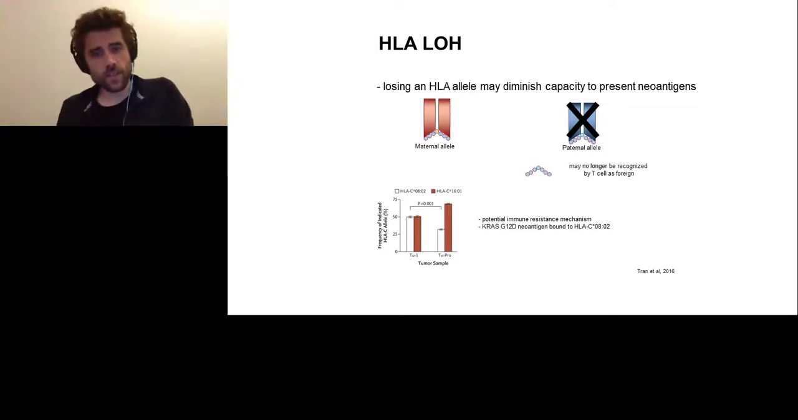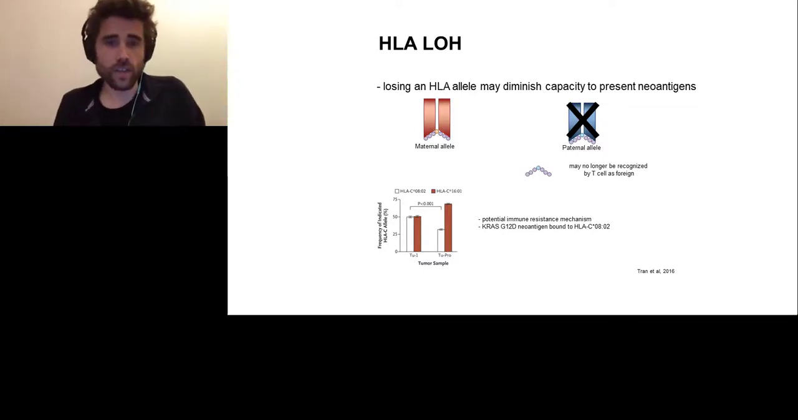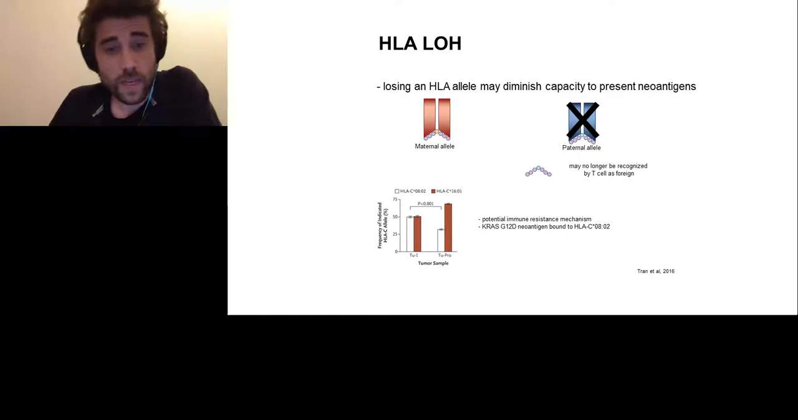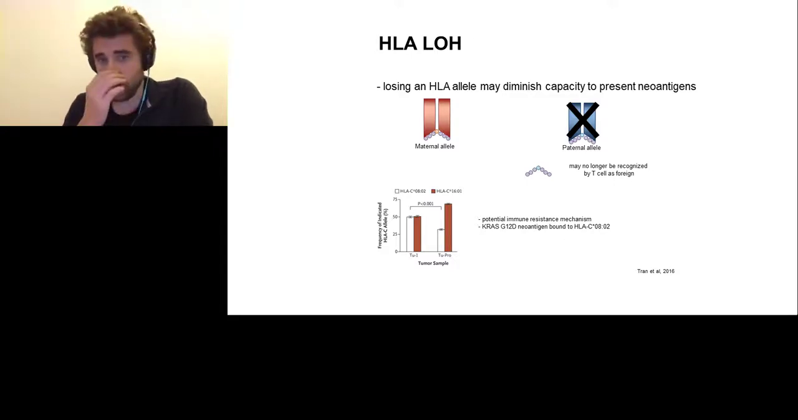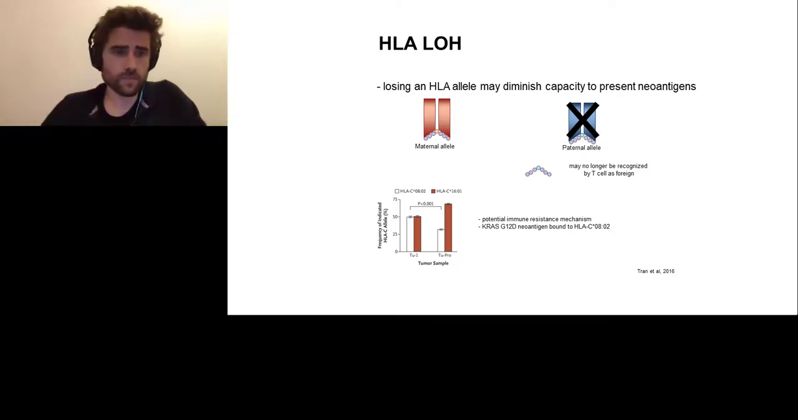So there's some evidence in the literature that loss of an HLA allele can be beneficial for the tumour. Indeed, in a study targeting the KRAS G12 neoantigen, which bound to an HLA-C allele, they found that upon relapse, the patient had lost the HLA-C allele, suggesting that this could be responsible for the relapse.